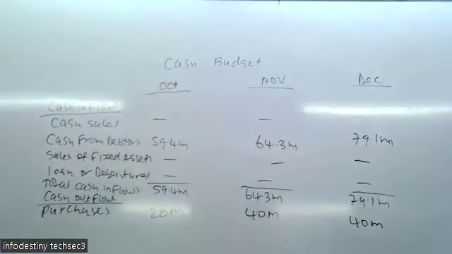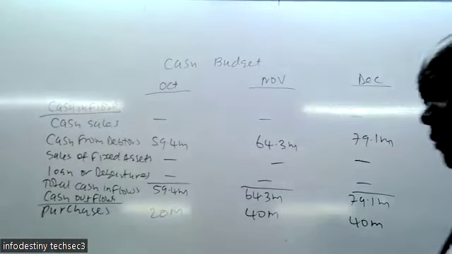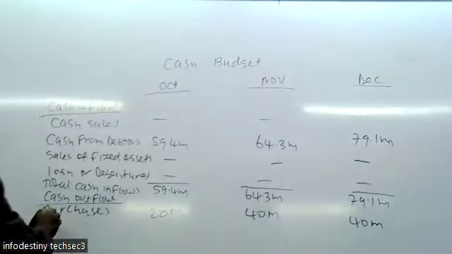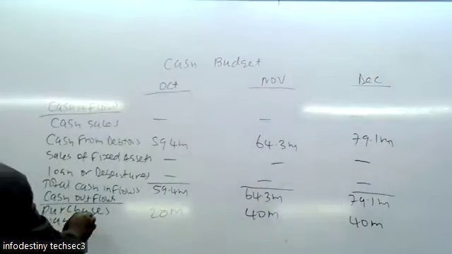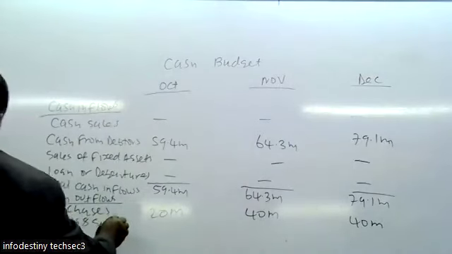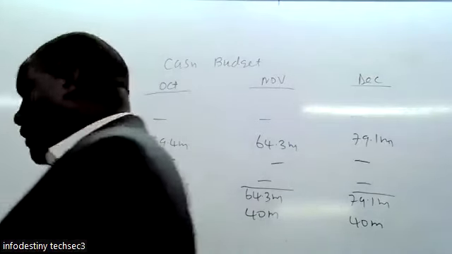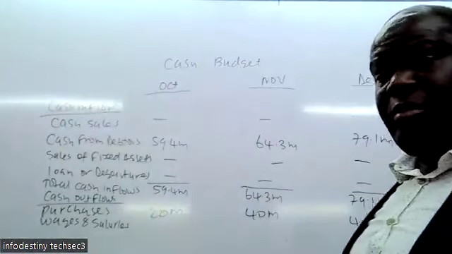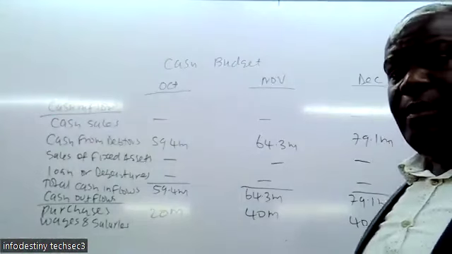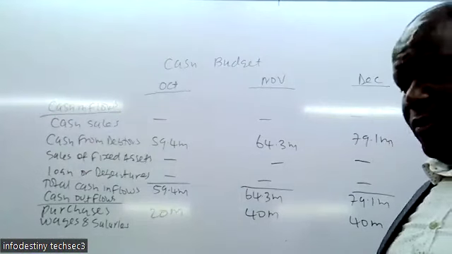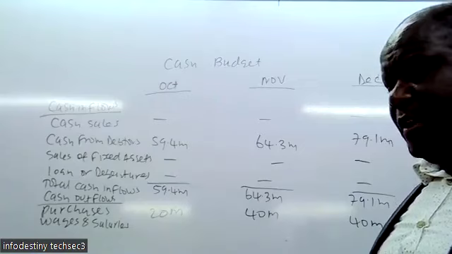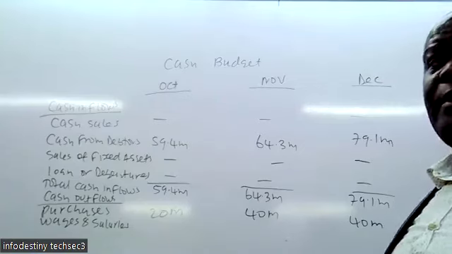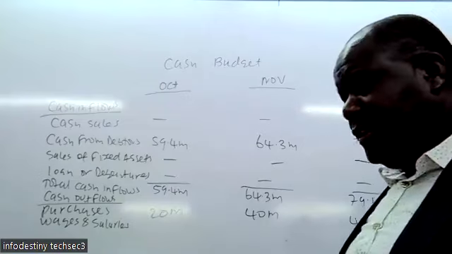The next one is meant to be the wages and the salaries. For the wages and the salaries, they said in the additional information note number 1, all employees are paid in the month in which the wages and salary is out. So that one, there is no adjustment.